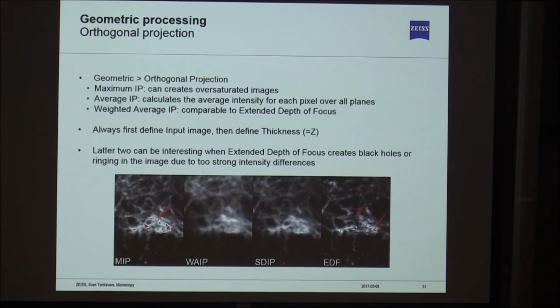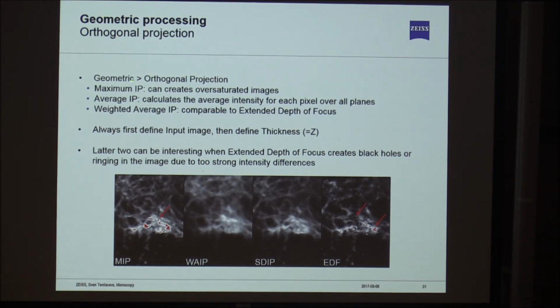In terms of image representation of Z-stacks, very often we use the MIP, or maximum intensity projection. One of the disadvantages of a maximum intensity projection is that all the same pixels lying on top of each other within the Z-stack, the intensities will be summed up. So you easily end up with oversaturated pixels or areas in your sample.